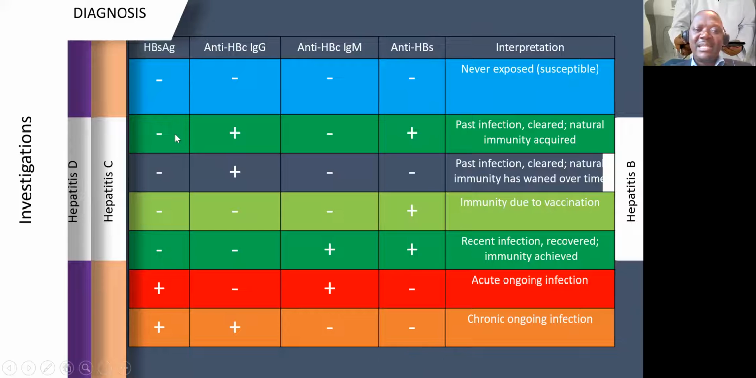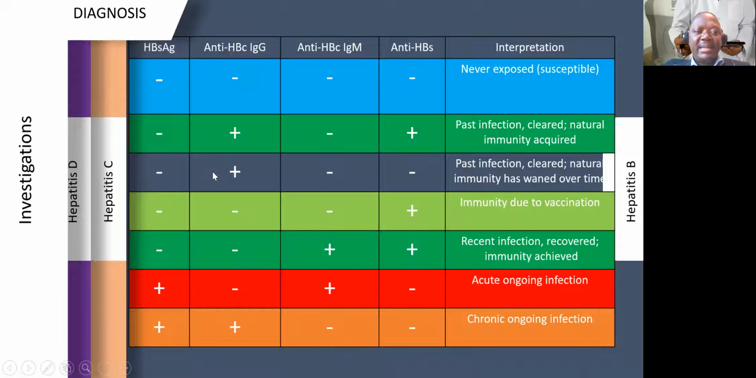The second line, the surface antigen is negative, but there is evidence that there was an infection, okay? And this tells us that the person has actually cleared the infection. So the presence of the core antibody here is like a scar, but there is antibody already. So the immunity has been acquired. These are the ones that do not need vaccination, like I mentioned in the first lecture.